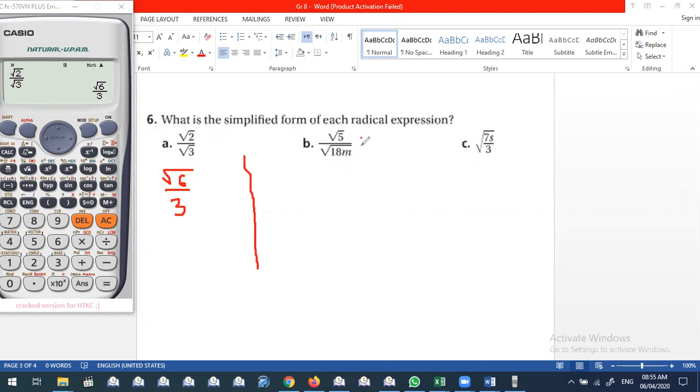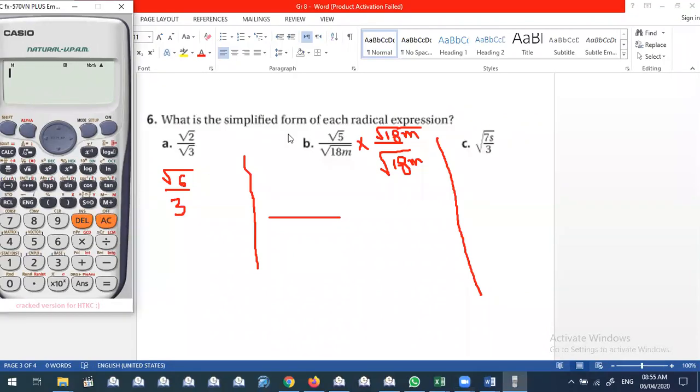Here we need to multiply this fraction by square root 18m over square root also 18m to finish the square root. It will be like that. Square root 5 times square root 18. Square root 5 times square root 18. It will be 3 square root 10. So 3 square root 10.